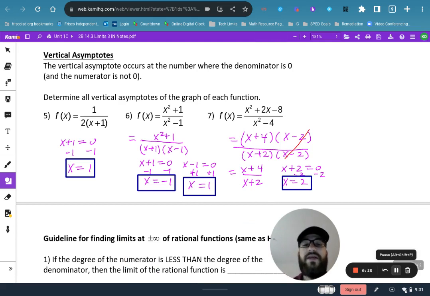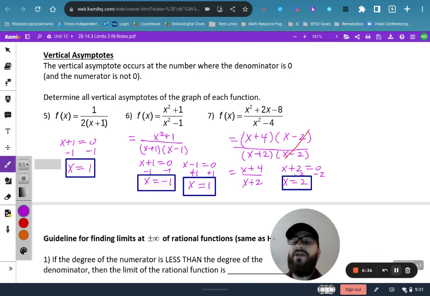All right, so as we can see on 7, we factor both the top and the bottom into x plus 4, x minus 2 and x plus 2, x minus 2. And then that x minus 2 and x minus 2 cancels out, so we don't get an extra vertical asymptote from that one. We actually get a hole from x is equal to 2. So the only vertical asymptote we actually get is x is equal to negative 2.